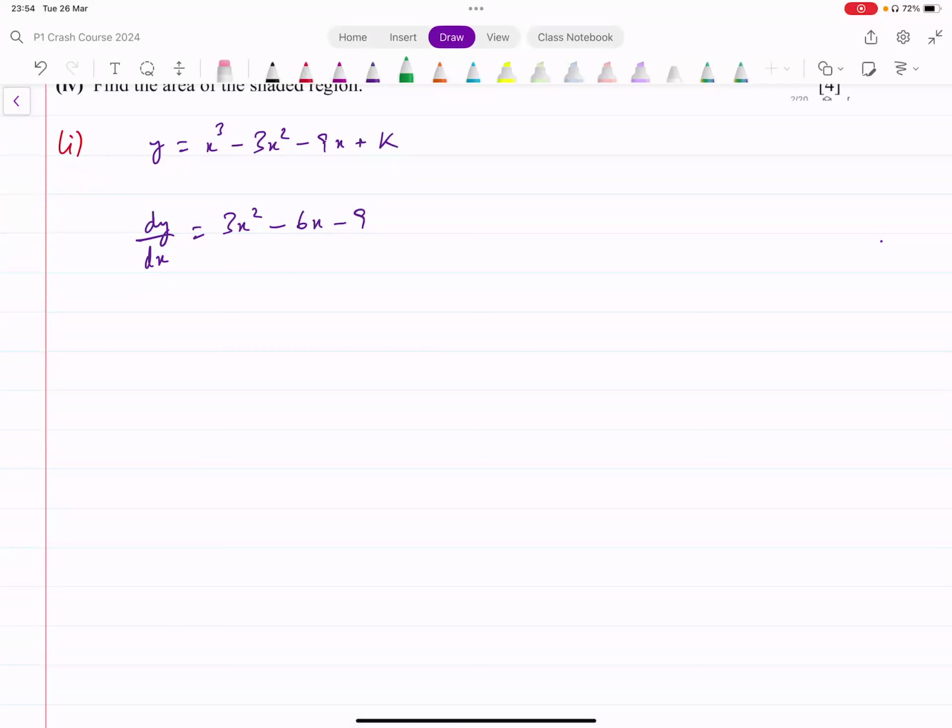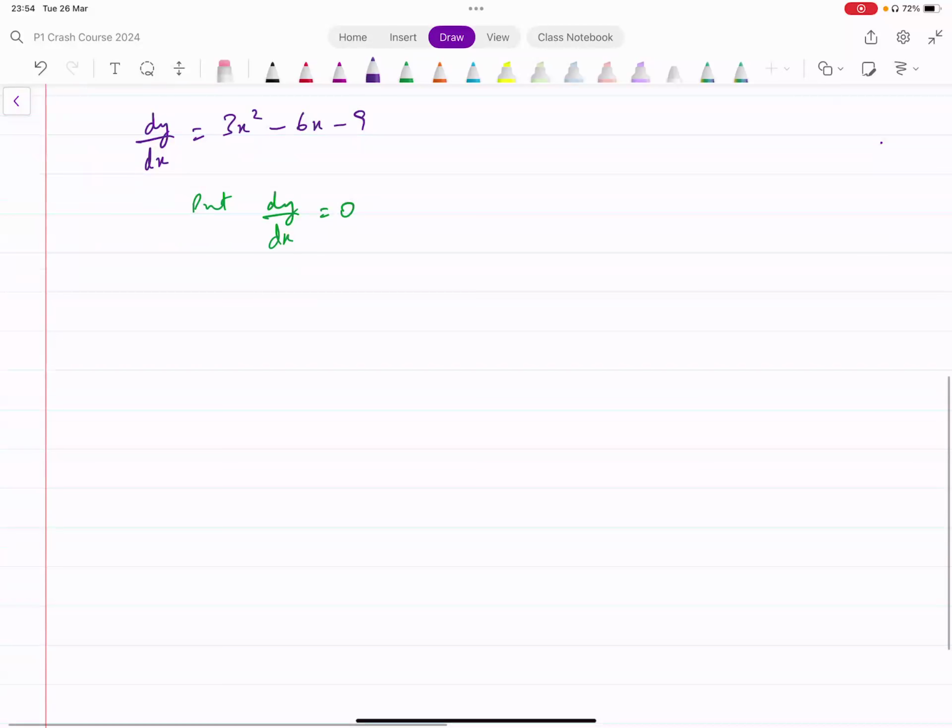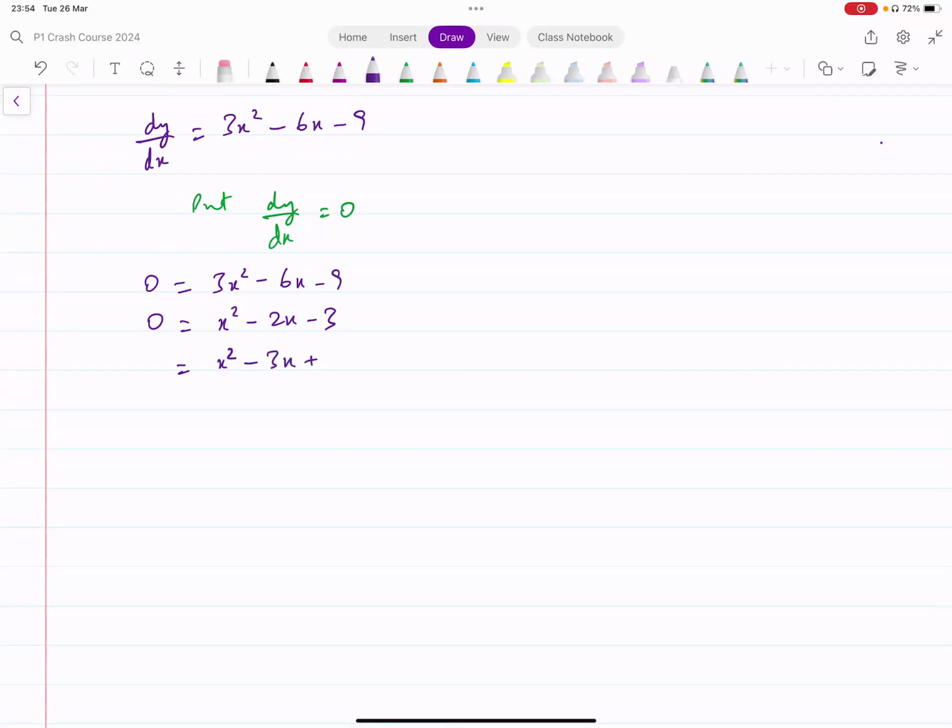You can find the turning point by putting dy over dx equal to 0. Let's put that equal to 0, and that gives us 3x squared minus 6x minus 9 equal to 0. We could simplify this equation to write it as x squared minus 2x minus 3 equals 0. Can we factorize this now? We can. It becomes x squared minus 3x plus x minus 3 equals 0. We get 2 factors from this, x minus 3 and x plus 1. x either equals 3 or x equals minus 1.